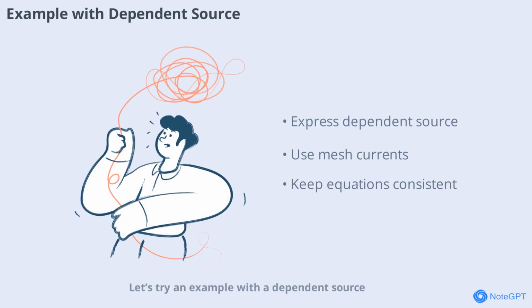Let's try an example with a dependent source. Suppose a voltage source in your mesh depends on the current in another branch. When writing your KVL equations, substitute the expression for the dependent source in terms of the relevant mesh current. This keeps your equations consistent and solvable, even with the added complexity.